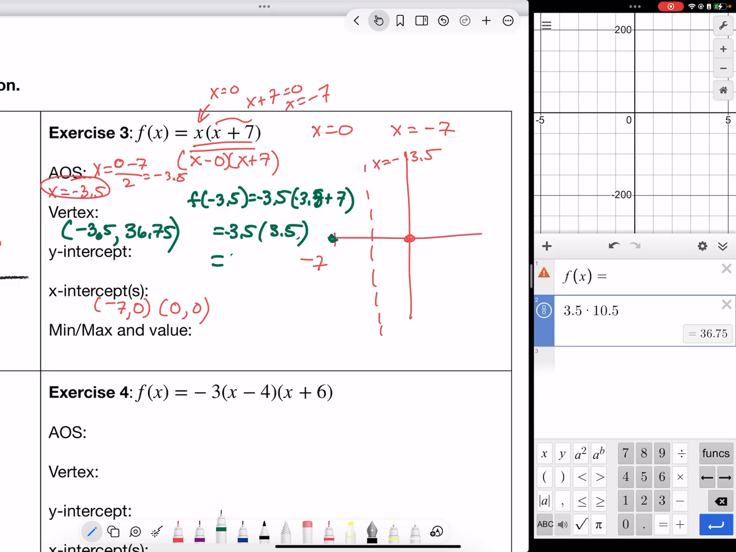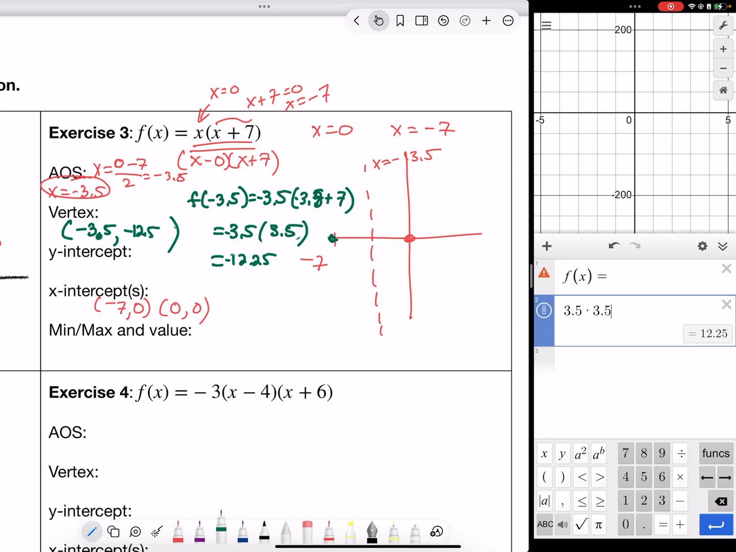9 plus 1.75, 10.75. Let's clear that up. Try 3.5 times 3.5. That didn't work. 0.5 times 3.5. 12.25. And that'll be negative. There we go. So my vertex is at negative 3.5, negative 12.25. Think we're doing all right on that.